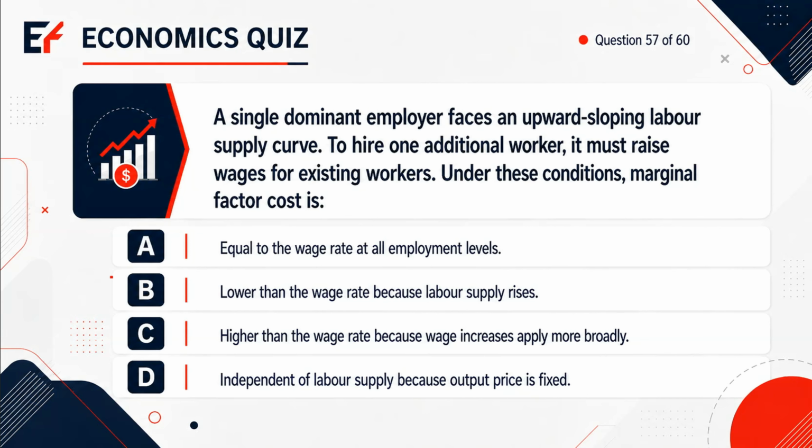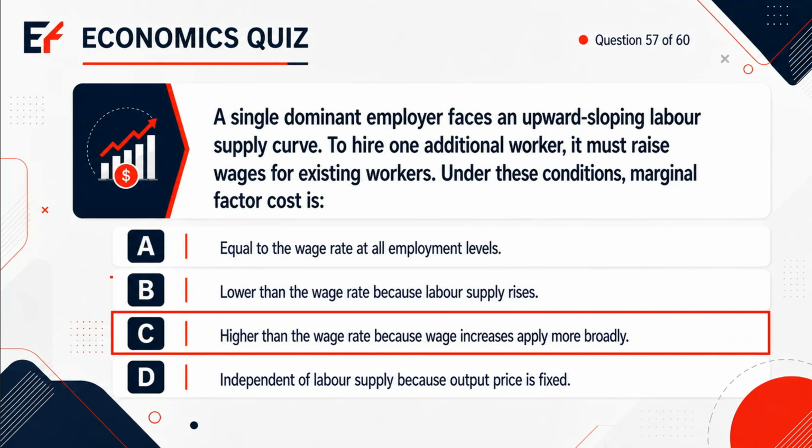The correct answer is C. Let's examine the hiring condition. A single dominant employer in the labor market is a monopsonist. To attract an additional worker, it must offer a higher wage. However, that higher wage also applies to existing workers. Therefore, the total increase in labor cost is greater than the wage paid to the additional worker. This causes marginal factor cost to be higher than the wage rate.